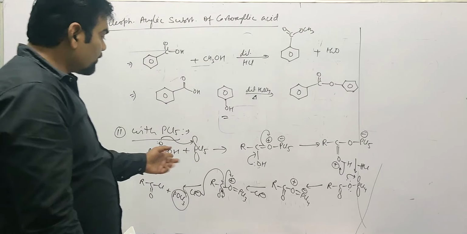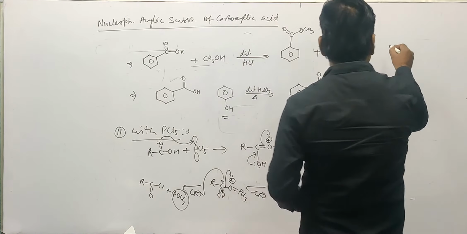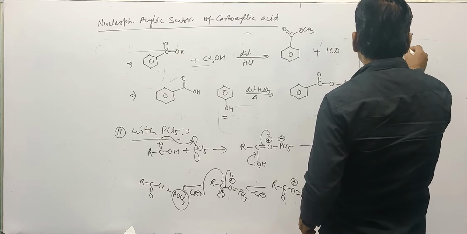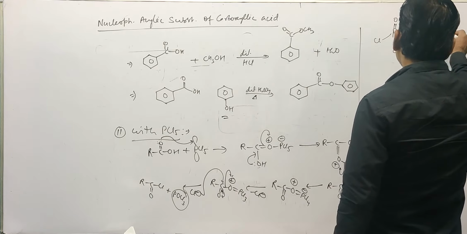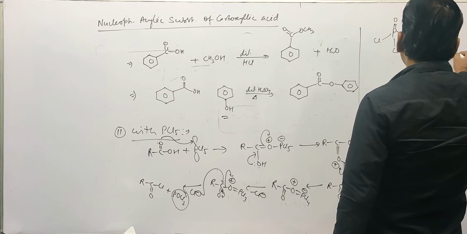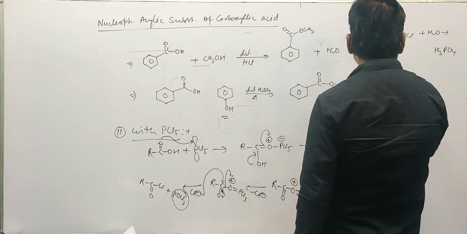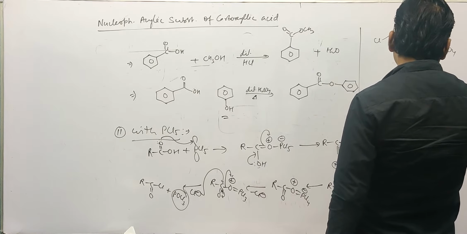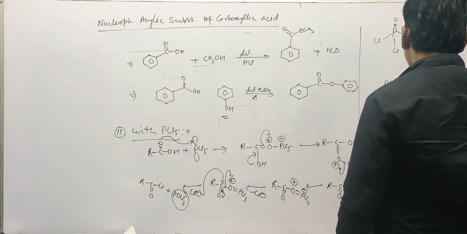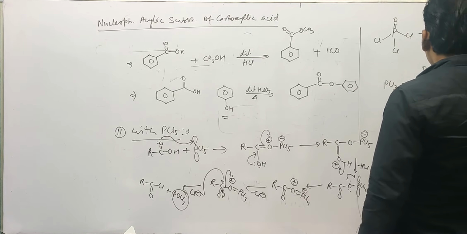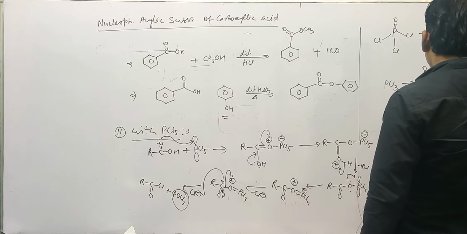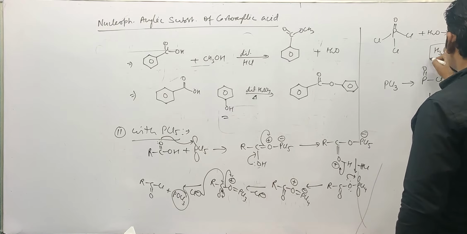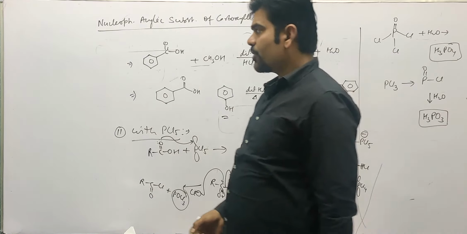Similarly, it reacts with PCl3 also. With PCl5, the byproduct removed is POCl3, which upon hydrolysis forms H3PO4. If we use PCl3, the byproduct eliminated is P double bond O Cl, which upon hydrolysis gives rise to H3PO3.